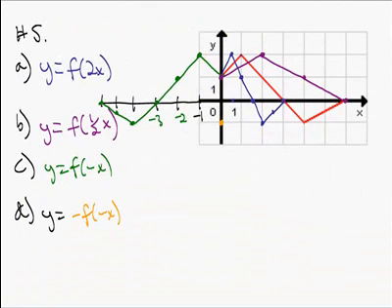Instead of (-1, 2), we'll be at (-1, -2). Instead of (-2, 1), we'll be at (-2, -1). Instead of (-3, 0), we'll be at (-3, 0). Well, that's the same point because it's on the x-axis. Instead of (-4, -1), we'll be at (-4, 1). Instead of (-5, -1/2), we'll be at (-5, 1/2). And (-6, 0) is the same. So here is our graph of negative f of negative x.